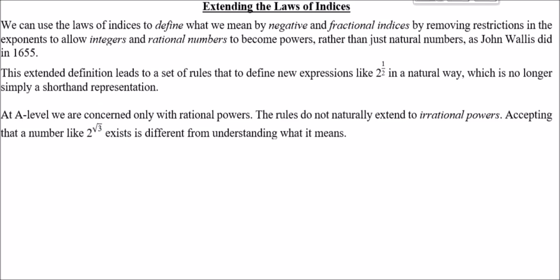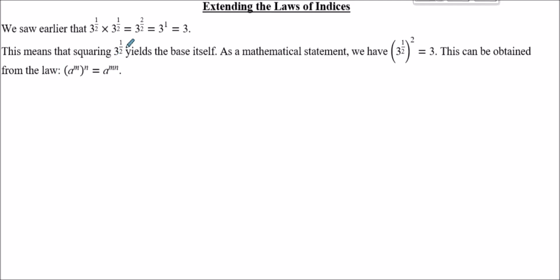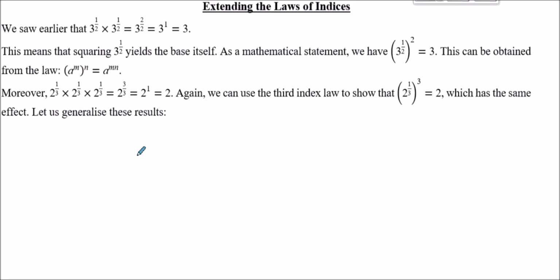So we saw in the earlier example that 3 to the power half times 3 to the power half was equal to 3. So why is that? So it means that 3 to the power half is being squared, and it gives the base itself. So a base to the power half all squared gives the base. As a mathematical statement, that's the same as saying 3 to the half all squared is 3, which we can obtain from the power of a power law. Going a bit forward, we did this with 2 to the power 1/3 as well. So anything to the power 1/3 cubed will give the base itself.